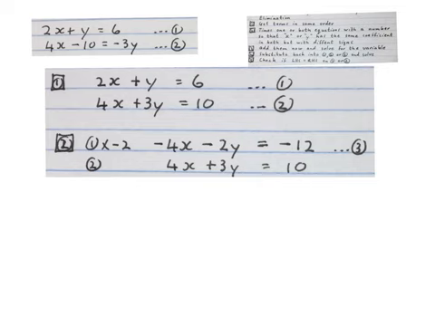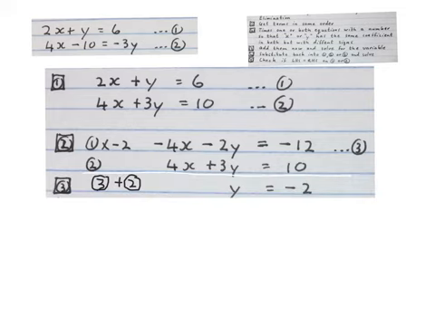In equations, whatever you do to the one side, you must do to the other side. You may now call this equation 3, but it is still equation 1. Now we add these two equations. So 3 plus 2 gives us y equals to minus 2. That minus 4x plus 4x is 0. Minus 2y plus 3y is y. Minus 12 plus 10 is minus 2.